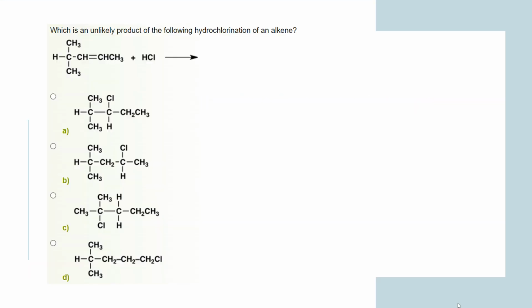So let us start with this easier question, which asks for the unlikely product of the following hydrochlorination of an alkene. You are given this internal alkene, and we are treating it with HCl. You are asked which of these four given products will not be formed in this reaction.